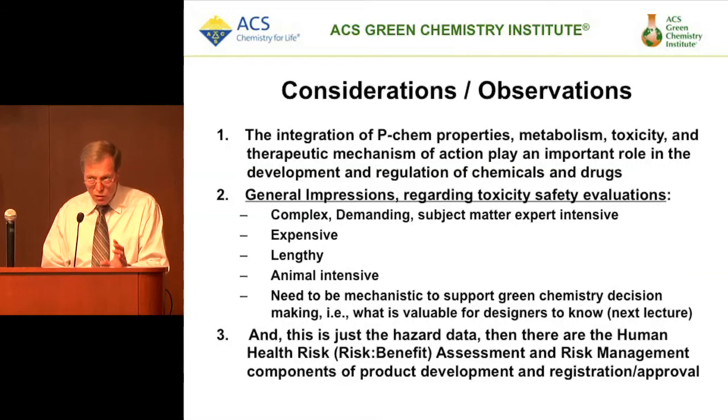So the general impressions, when you look at what the pharmaceutical industry does to evaluate safety, it's complex, it's demanding, it requires a lot of subject matter experts, it's expensive, it's lengthy, it's animal intensive, and the point to remember is it needs to be mechanistic for that knowledge to provide useful data to chemists. So this is not a process that could be undertaken for every chemical produced in industry. There's just not enough money, there's just not enough profit margin in the compounds that are produced by industry typically to be able to do these. So we need to find a different way than these types of long-term tiered testing to evaluate chemicals.